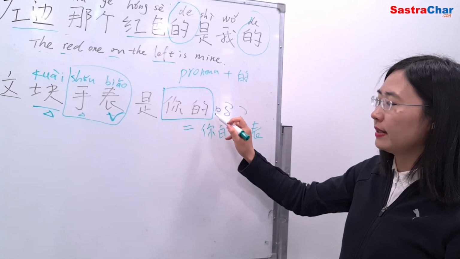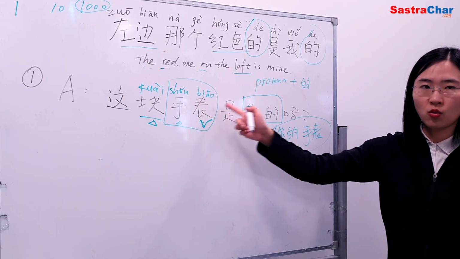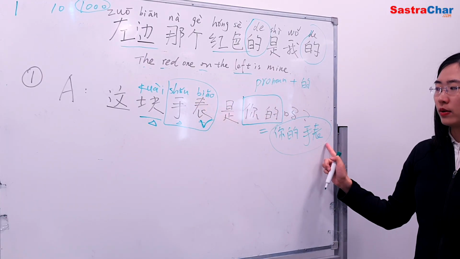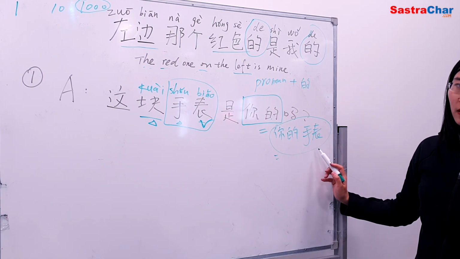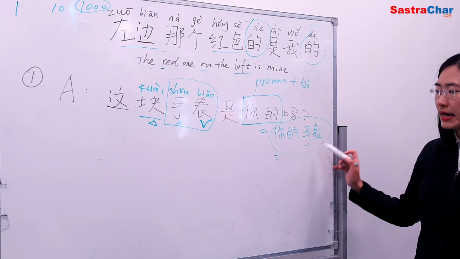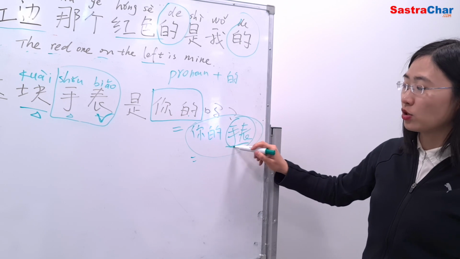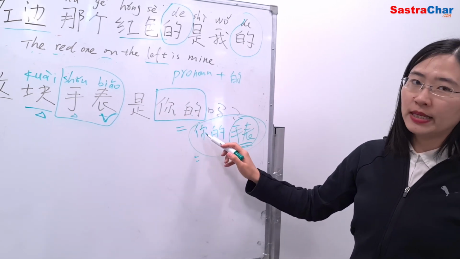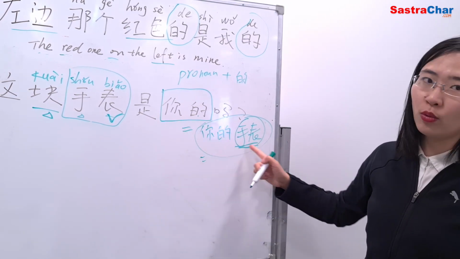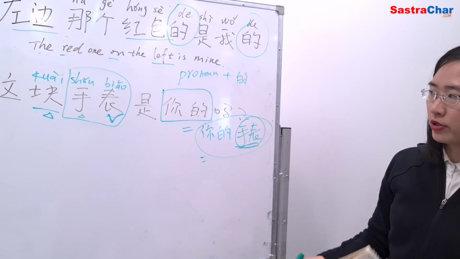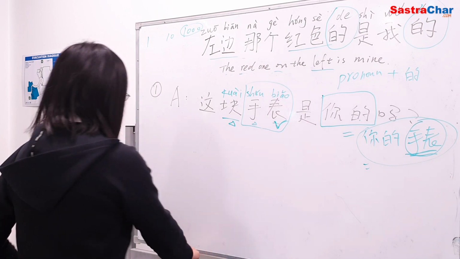Right? So 你的 actually means 你的手表, 手表 watch. So pronoun plus 的 equals a nominal phrase. It is 你的手表. So you just omit the 手表 here. So 你的 equals 你的手表, yours equals your watch. Okay, next, the answer is, no, it's not mine, it's my dad's.